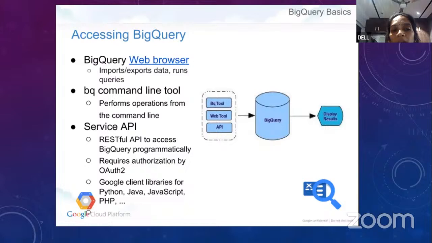BigQuery command line, we can access BigQuery in mainly three ways. Through service APIs also we can use BigQuery, but compared to the command line and the BigQuery web browser, it takes a little bit longer. The easy way is the web browser, we can access BigQuery through it, and one more way is the command line prompt. Through the command line tool also we can access BigQuery. And through the REST full API we can access BigQuery programmatically, but it will take a long time.